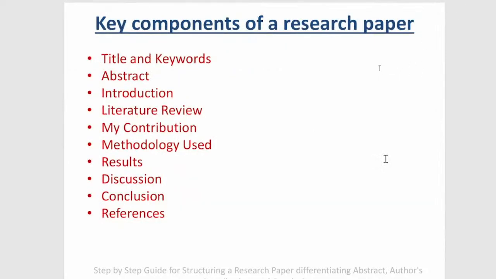What are the key components that a research paper should possess? The first point is the title and keywords. Next, researchers who are already in this domain must be familiar with those terms. So these come through, and the order varies.